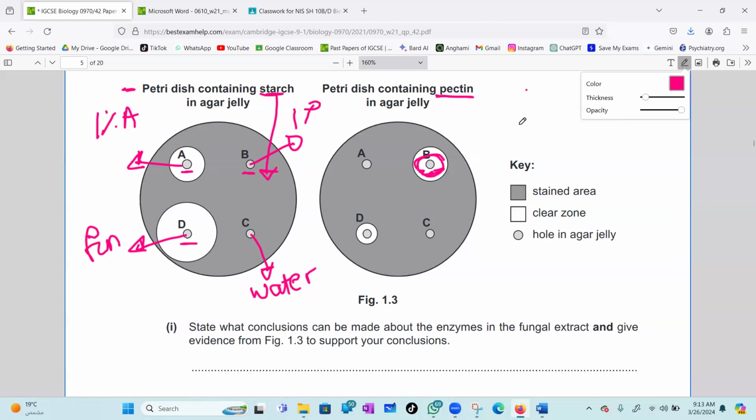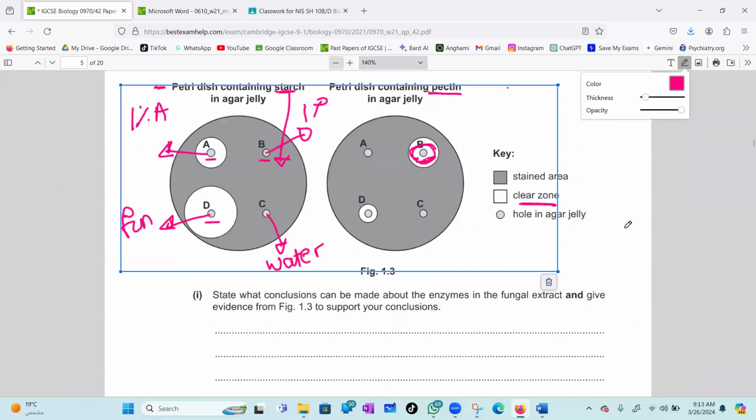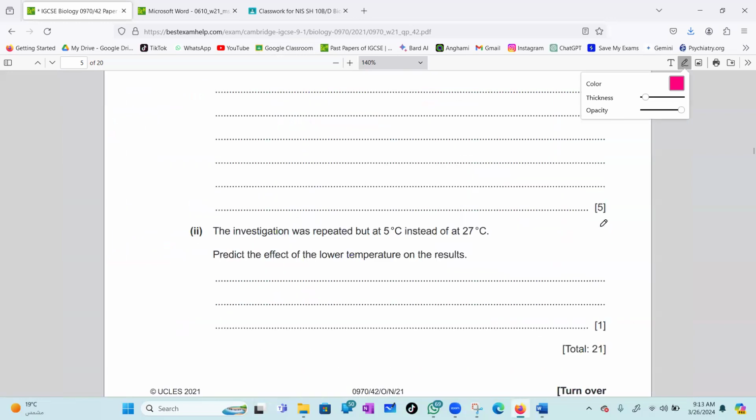Very good. So I understand that you all know that this clear area, the clear zone, indicates there is either no starch or no pectin. Now, this question, a lot of you, maybe all of you, did not get the full mark on this question. Very few got the 5 out of 5.